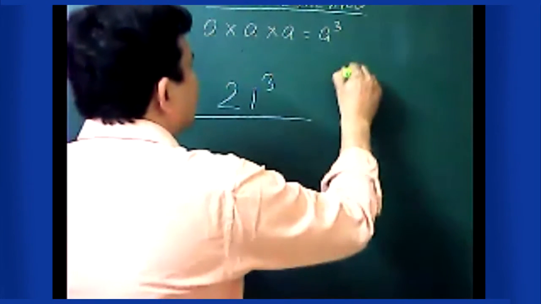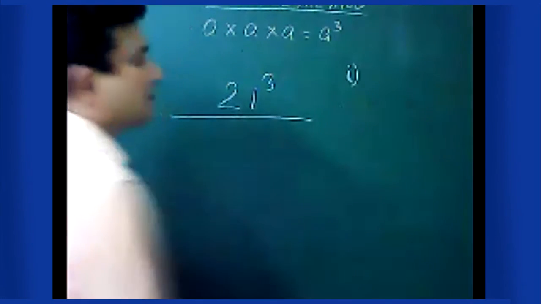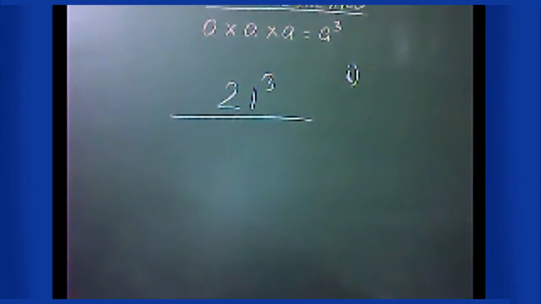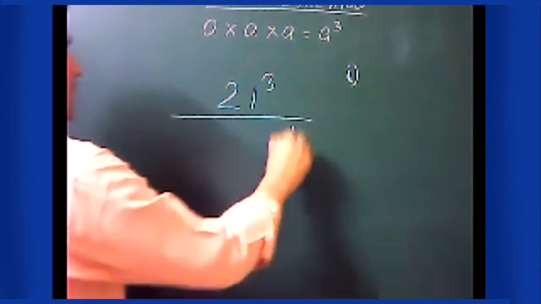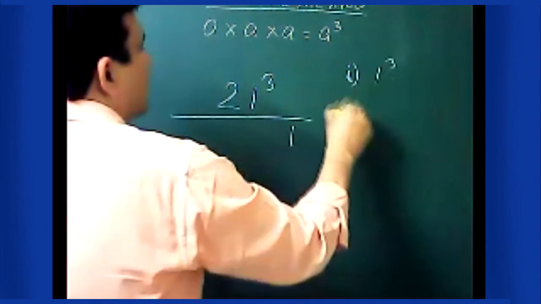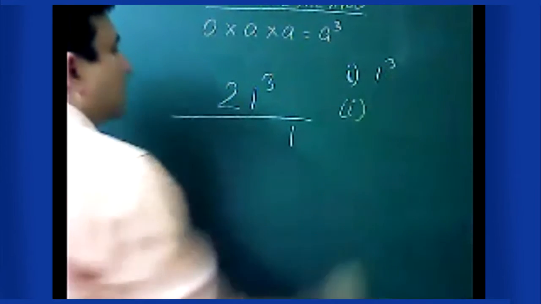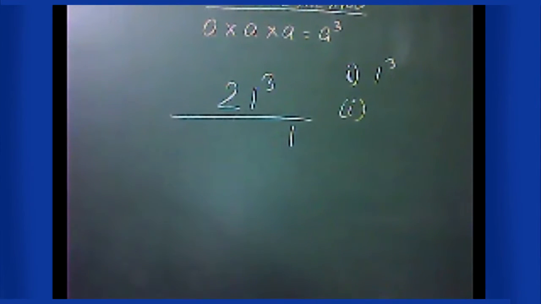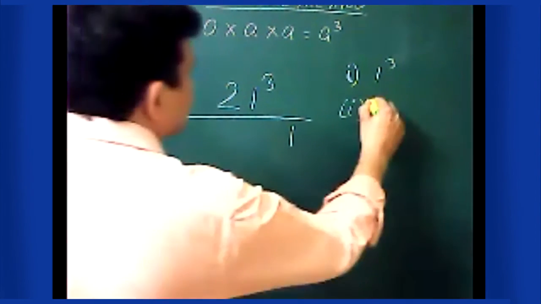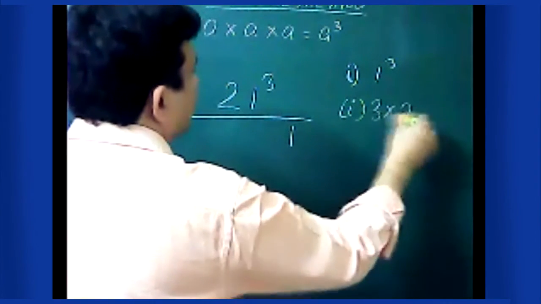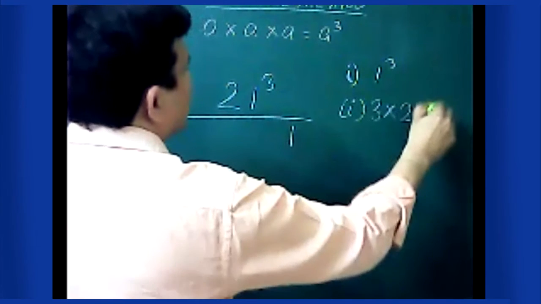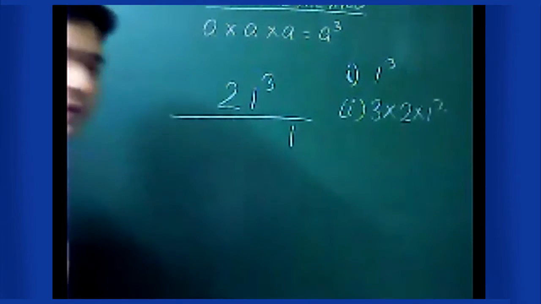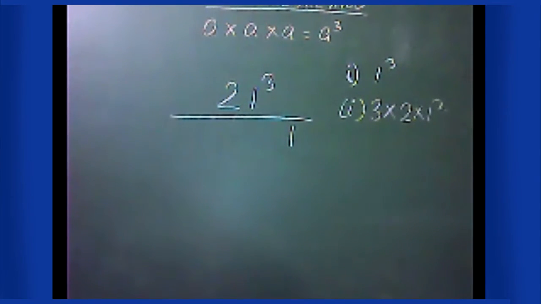Now tell me what is the first step? You have to cube 1. Okay, and the answer is 1. Yes. Right. What is the second step? The second step is to multiply 3 times 2, and then 1 is squared. Yes. So you only get 6.